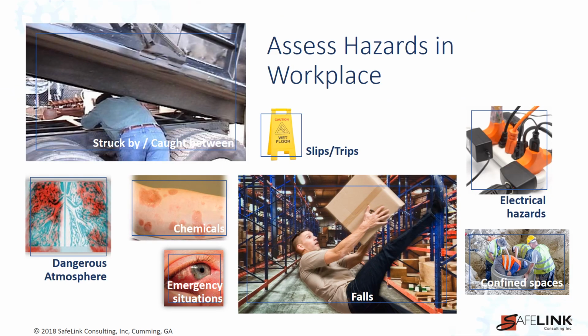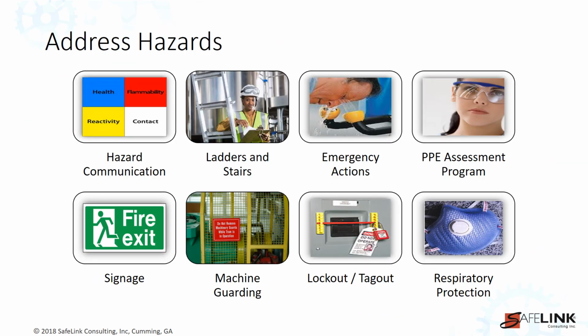OSHA requires your employer to assess the hazards in the workplace. They can include being struck by or caught between objects, slipping or tripping on walking and working surfaces, electrical hazards, exposure to dangerous atmosphere, chemical hazards, emergency situations, falls, and confined spaces, just to name a few. After the hazards are identified, then your employer must take appropriate action to protect workers from the hazards. This slide shows some of the written programs that can be in place to protect workers.